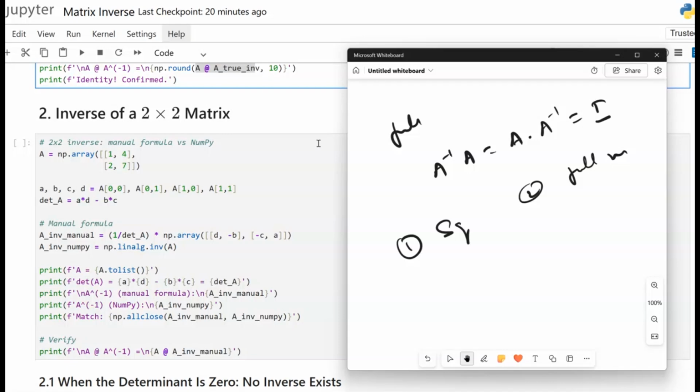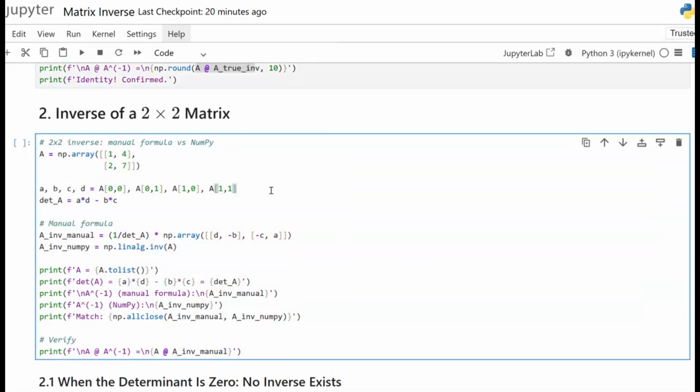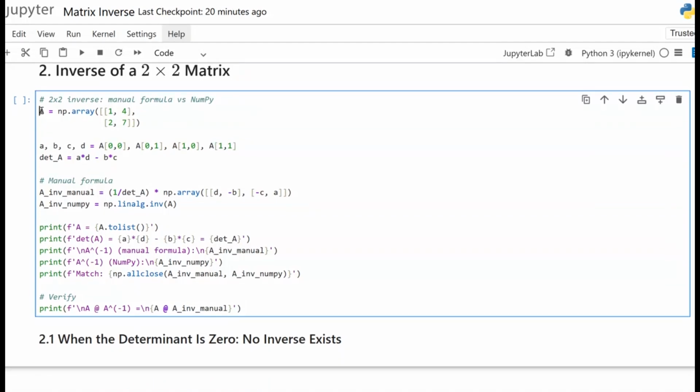Okay, now let me move on to this code. This code computes the inverse of a 2 by 2 matrix using both the closed form formula and NumPy, so that it verifies their equivalence. Starting with this code, kindly observe. We are going to assign a value of A. So that is matrix A: 1, 4 and 2, 7.